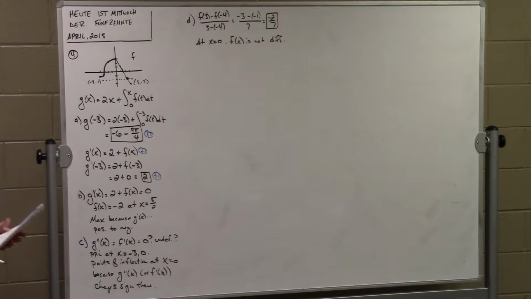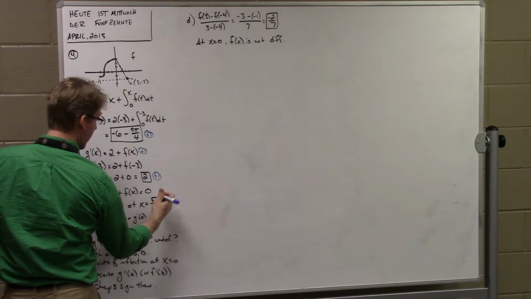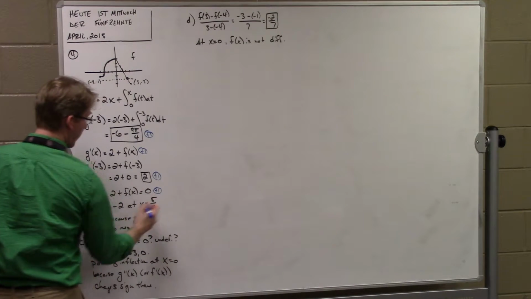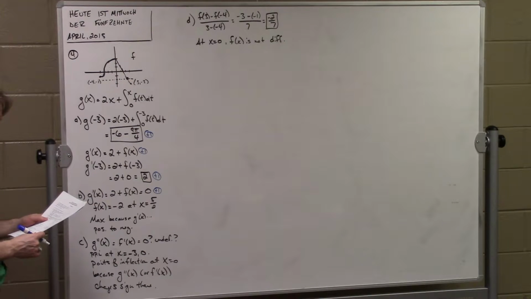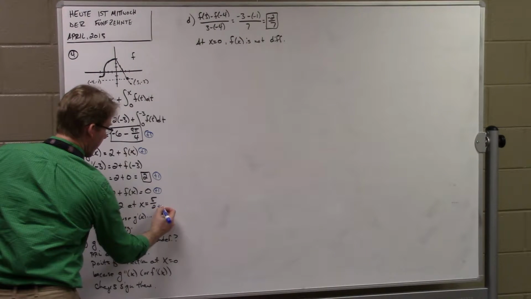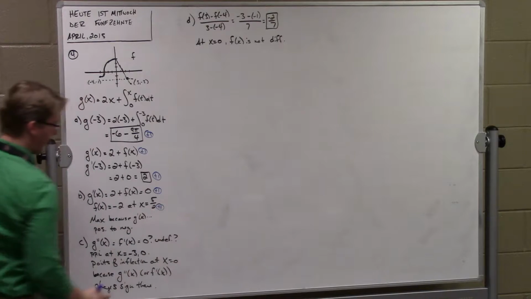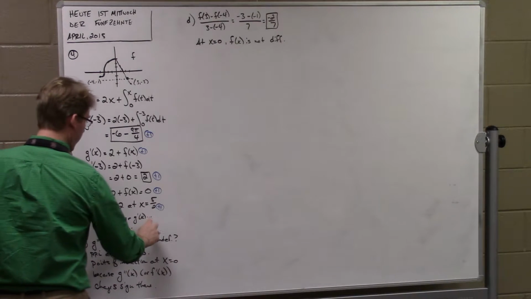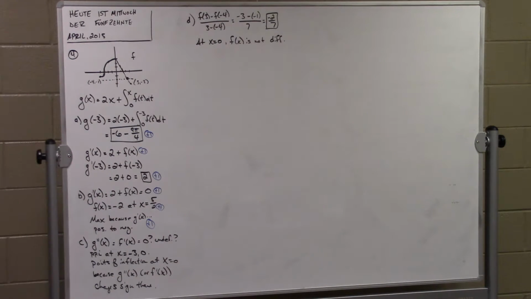Part B is also worth 3. Number 1, considering where g prime was equal to 0. Number 2, identifying your interior candidate point of 5/2. And then number 3, justifying why it's a max. Okay, saying that it was a max and then saying why.